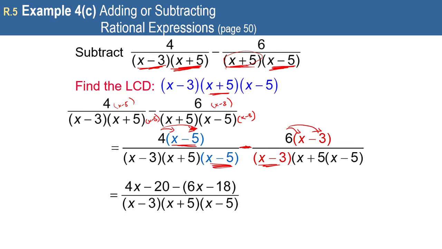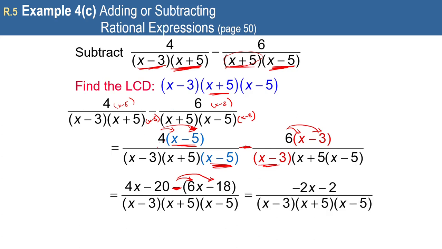This results in 4x minus 20 because 4 times x is 4x. 4 times negative 5 is negative 20. I distribute the 6 to the x minus 3, that's 6x minus 18. Now notice this negative here, we're going to have to distribute that again, and then we'll simplify. So that gives us negative 6x plus 18.